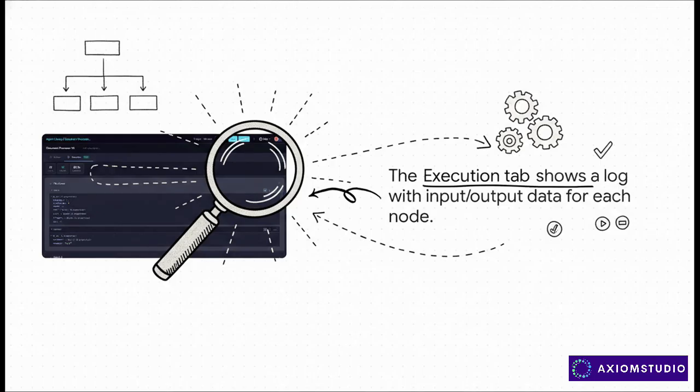This execution tab is like your mission control. It gives you this beautiful step-by-step log of a test run, showing you the exact data that went into and came out of every single node. No more guesswork. You can find problems in seconds.